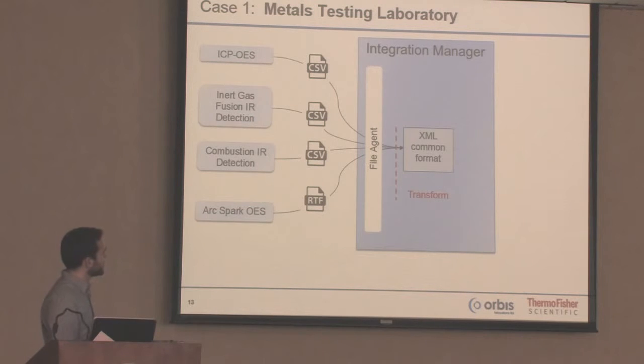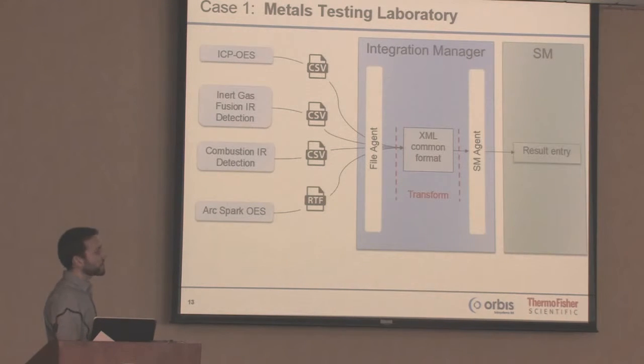So with Serena Integration Manager, a file agent is used to pick up each of these different file types from different locations. Each of these file types will have their own import integration point objects. And this was transformed into a common XML format. So from this point on, we have all file types in one file format once the transform is complete.